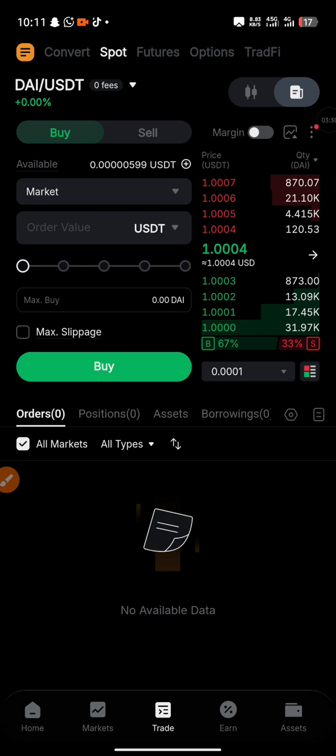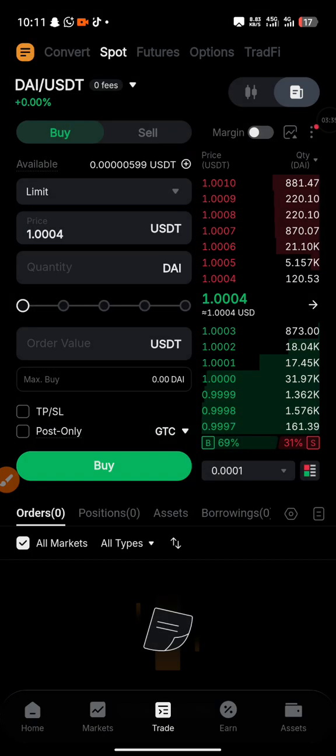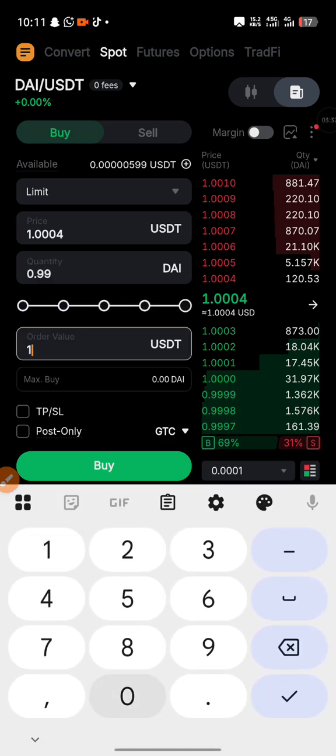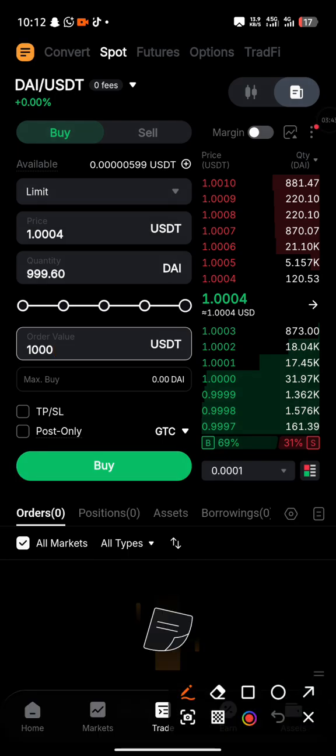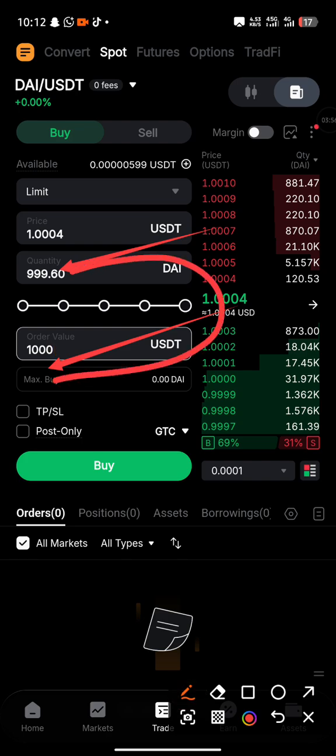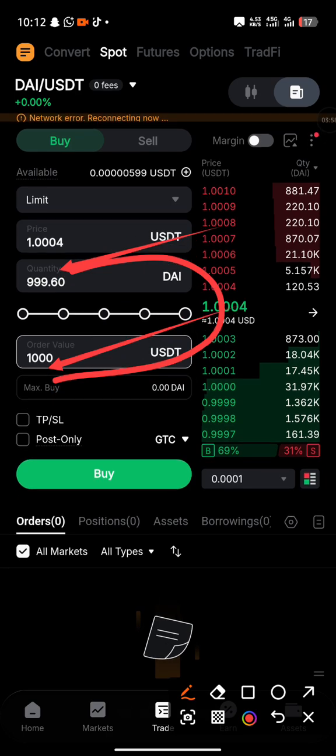Okay, so without a waste of time, let's see the volume we're going to get when we use 1000 USDT. Let's just say it's equivalent to 1000 DAI. You can see 1000 USDT is equivalent to 1000 DAI. You can see this is equal to this. Okay, so we have 1000 DAI.